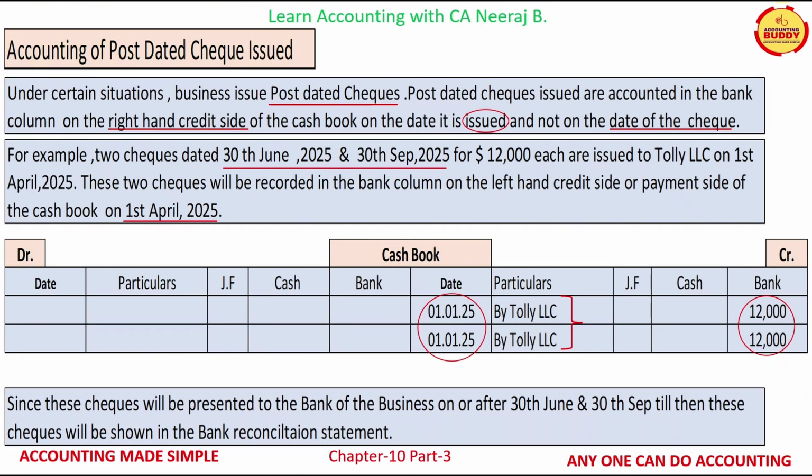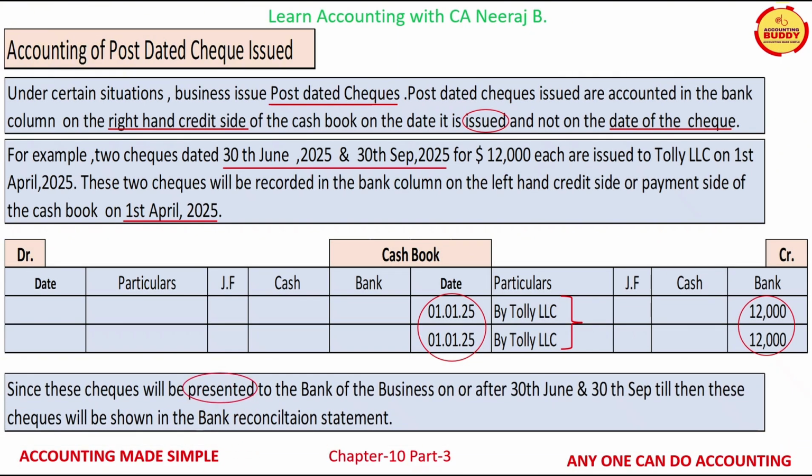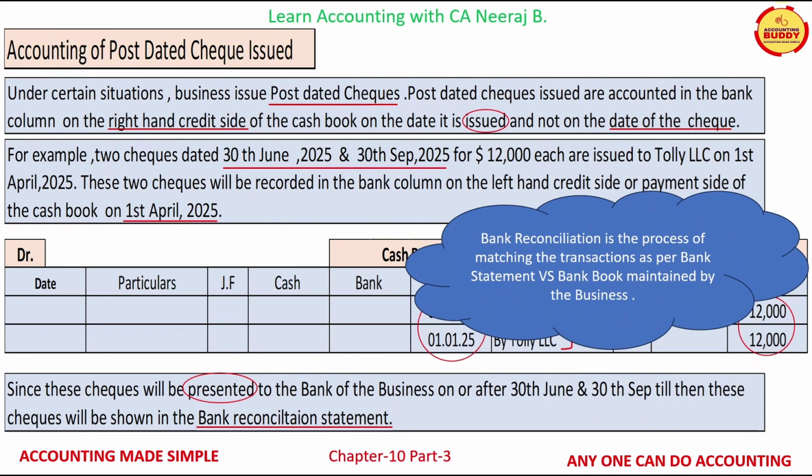LLC account. Since these checks will be presented to the bank of the business on or after 30th June and 30th September, till then these checks will be shown in the bank reconciliation statement. Bank reconciliation is the process of matching the transactions between the bank statement and the bank book maintained by the business. We will discuss in detail about the bank reconciliation process in our subsequent chapter.